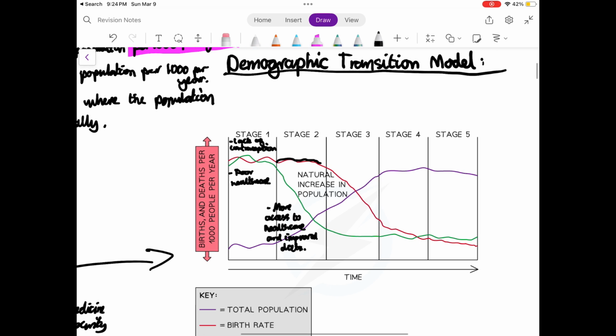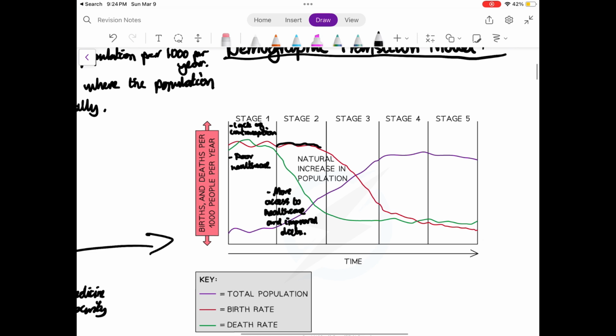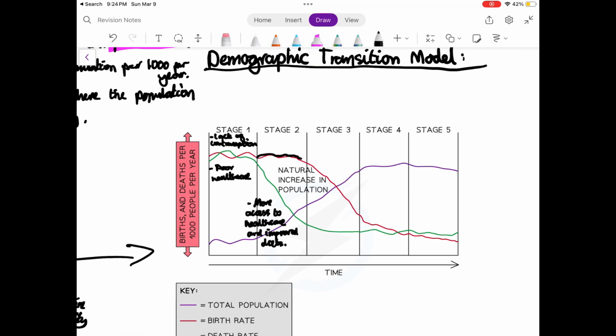And then in stage 3, you can see that the death rate starts to flatten out. At this point, the birth rate also starts to decrease. This is because there is increased education about family planning, and also there was more birth control.